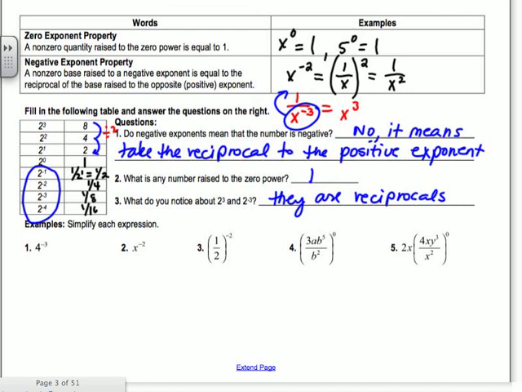Okay, so let's try these examples. Now you need to let me know if you're not understanding these because a lot of times this homework assignment is difficult for people. So let me know right away if you don't understand. So if I have 4 to the -3, remember that's going to be the reciprocal, so it's going to be 1 over 4 to the +3.